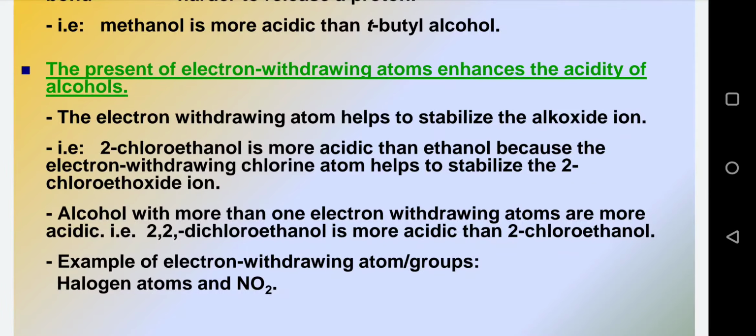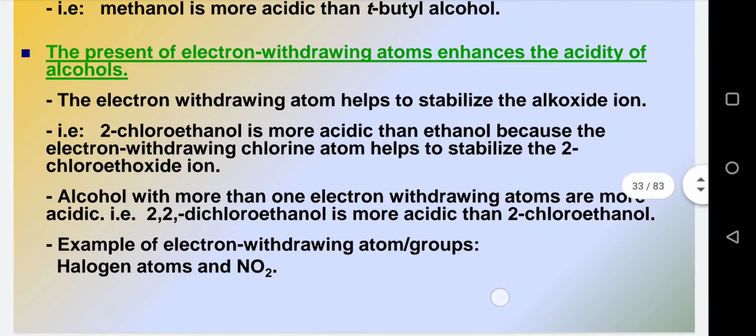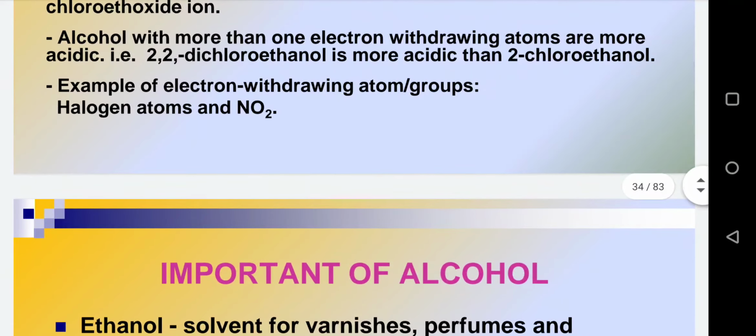That is, 2,2-dichloroethanol is more acidic than 2-chloroethanol. That is, the more the number of electron withdrawing groups, the more will be the enhancement in the acidity of the particular alcohol. Same examples you can see with the halogen atoms as well as the nitro group, which is also an electron withdrawing group.